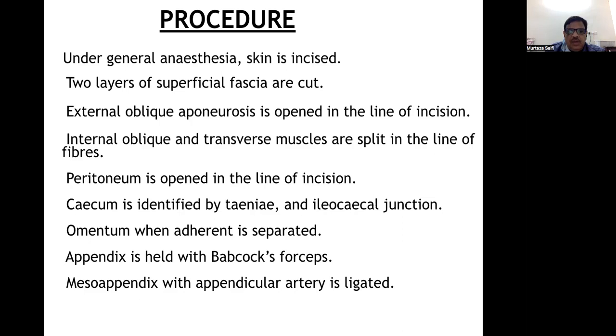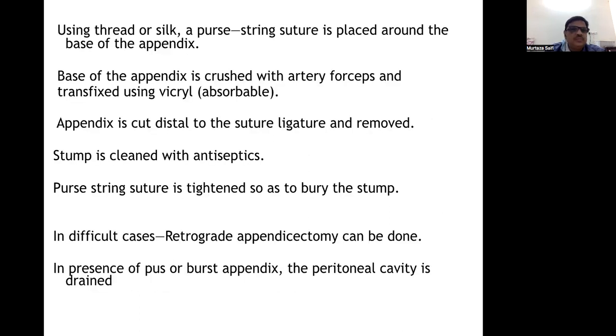Cecum is identified by taenia and ileocecal junction. Omentum when adherent is separated. Appendix is held with Babcock's forceps. Mesoappendix with appendicular artery is ligated using thread or silk. A purse-string suture is placed around the base of the appendix. It is not very common nowadays. Base of appendix is crushed with artery forceps and transfixed using Vicryl, an absorbable suture.